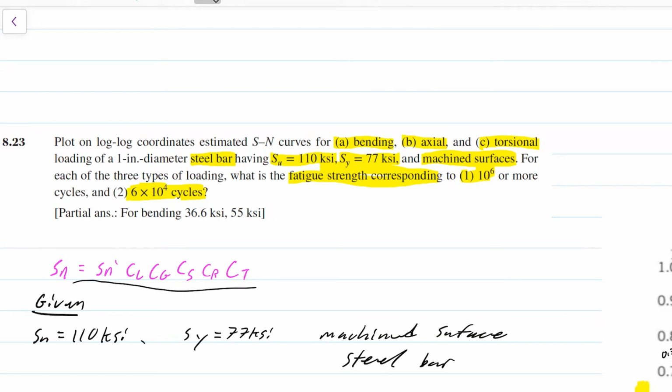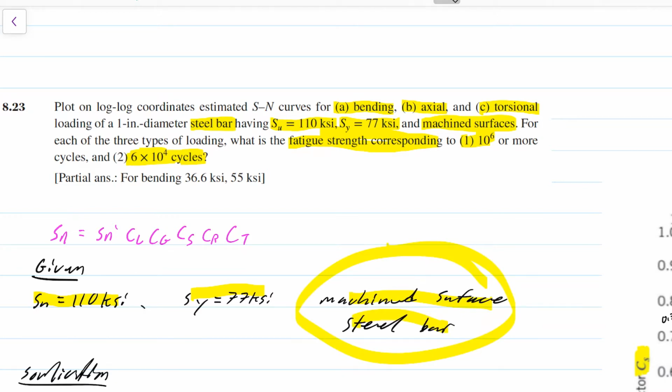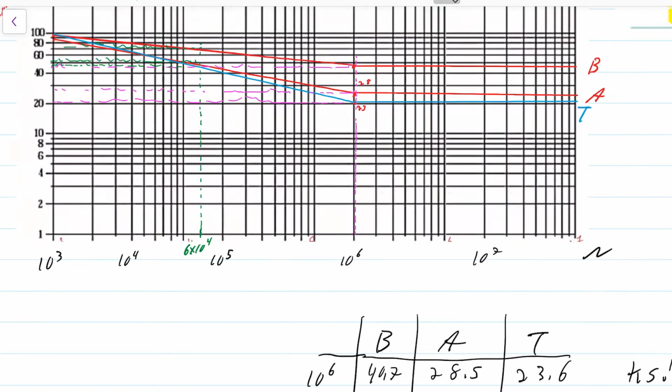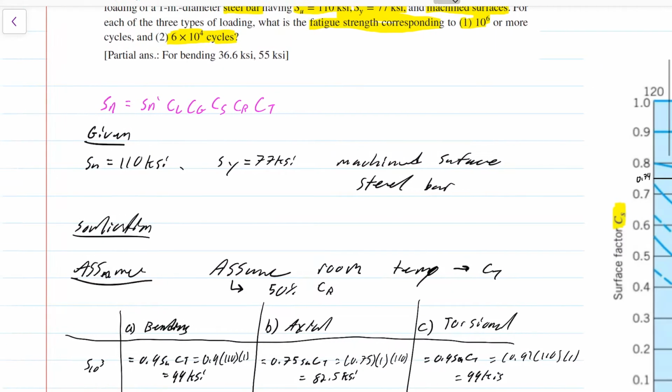The first thing to look at here is this equation, which is what we're going to be using to find the curves. We need to find the SN value. Here we are given the SU, the SY, that it's a machine surface, and a steel bar. These two are very important, and I will get into why later on in this problem.